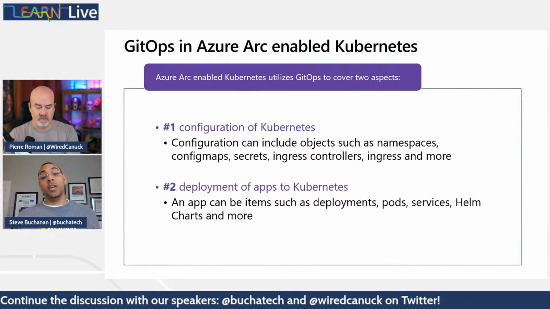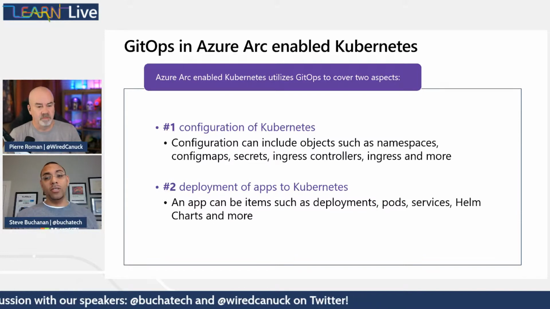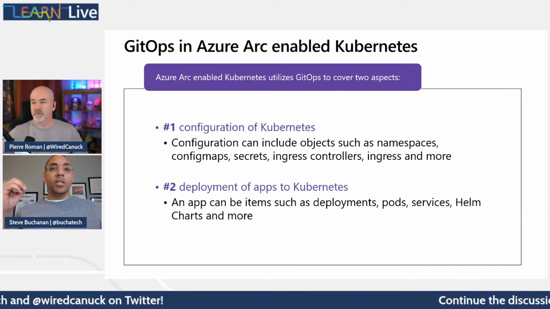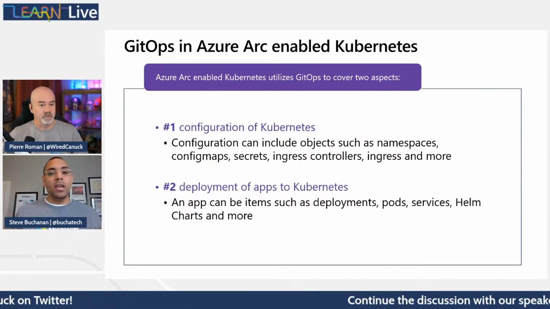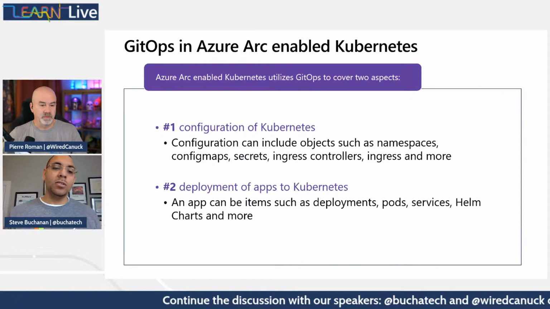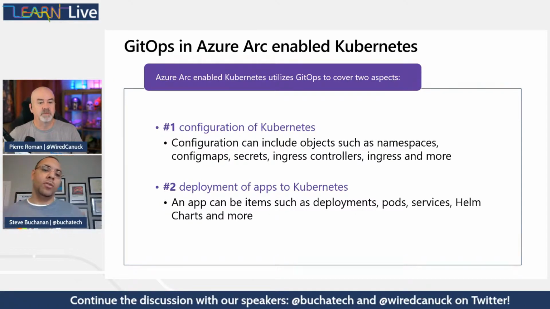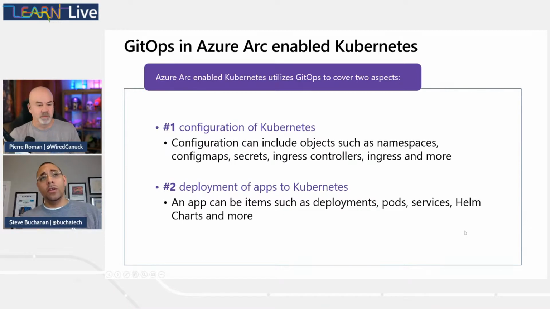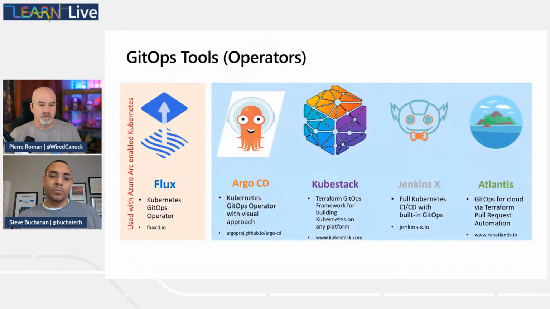Deployment of apps is just like it says, right? It's deploying your application to Kubernetes clusters, and that's deploying pods. And whether you're using Kustomize or Helm charts, GitOps can handle those things, and you can bring that into Azure Arc, or it's integrated into Azure Arc. So let's go to the next slide.